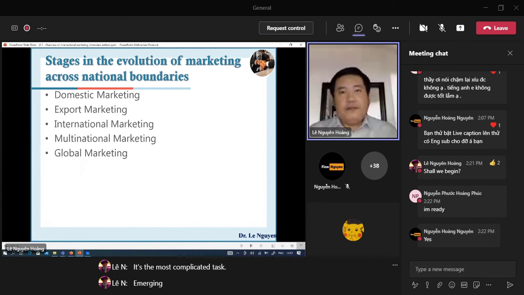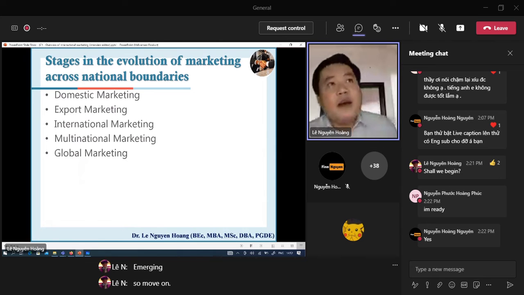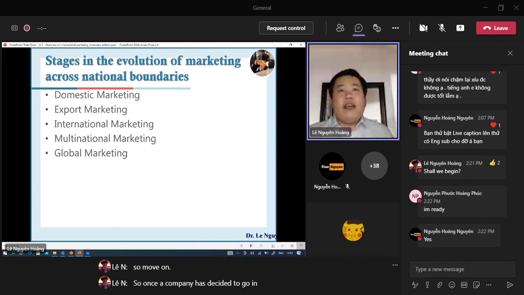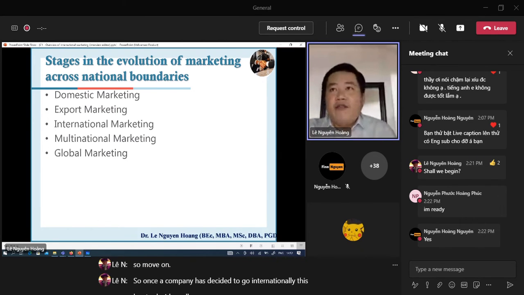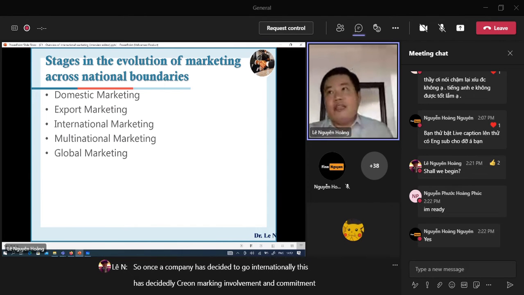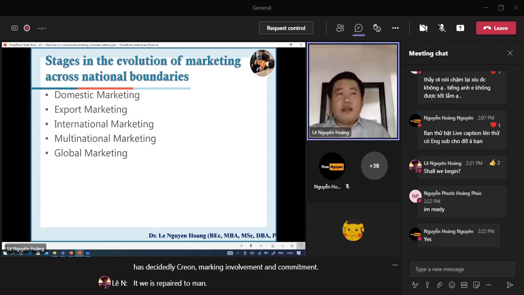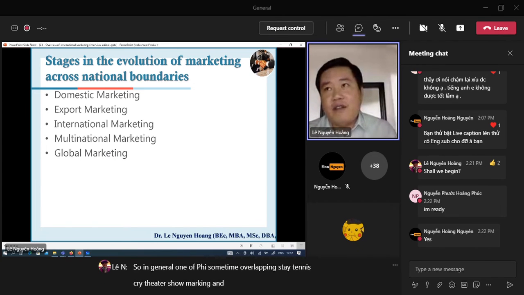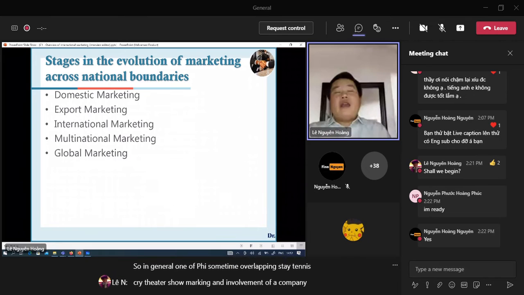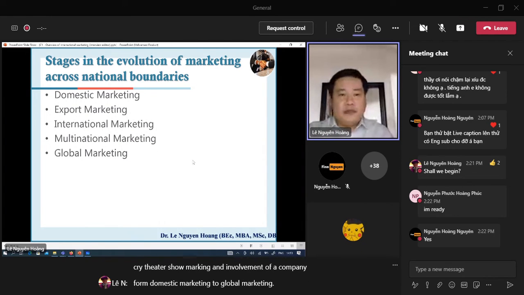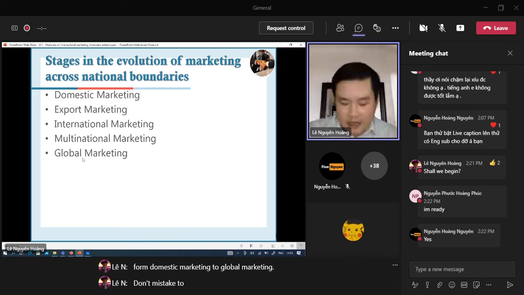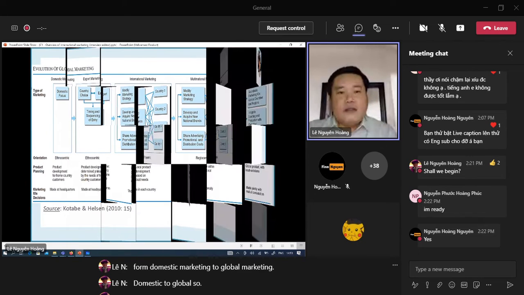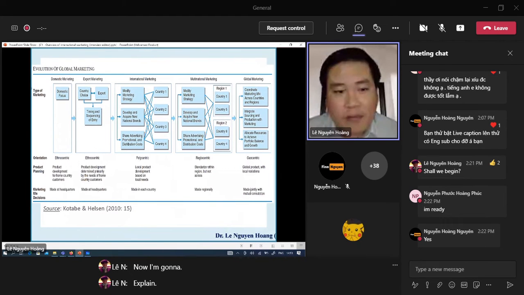So move on. Once a company has decided to go international, it has to decide the degree of marketing involvement and commitment it is prepared to make. In general, one of five sometimes overlapping stages can describe the international marketing involvement of a company, from domestic marketing to global marketing. Domestic to global. So now I'm going to explain one by one.